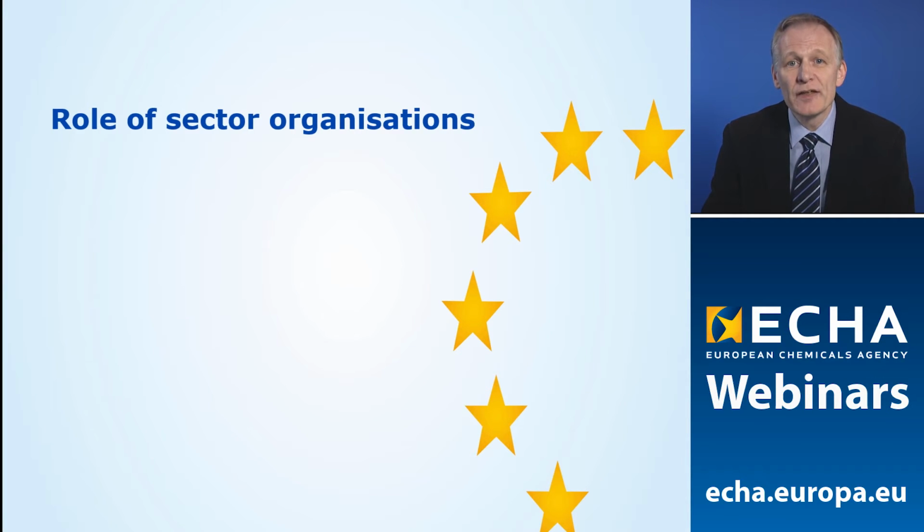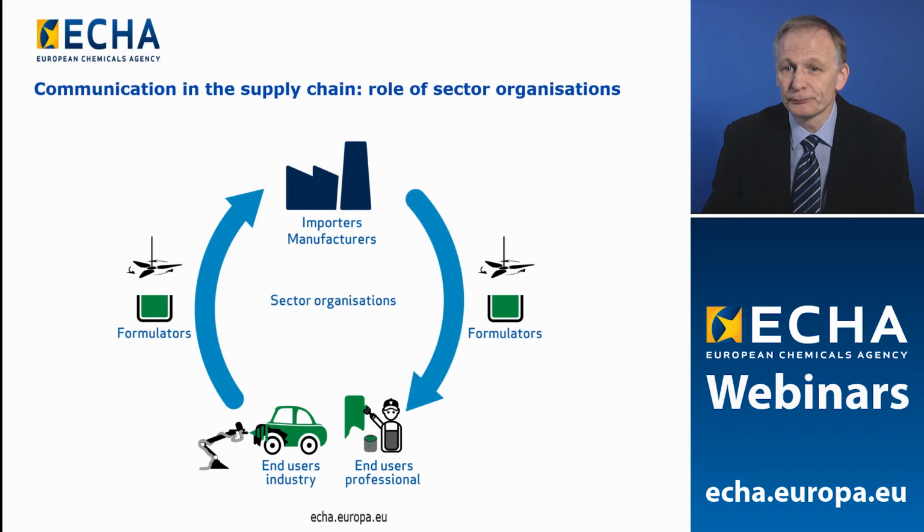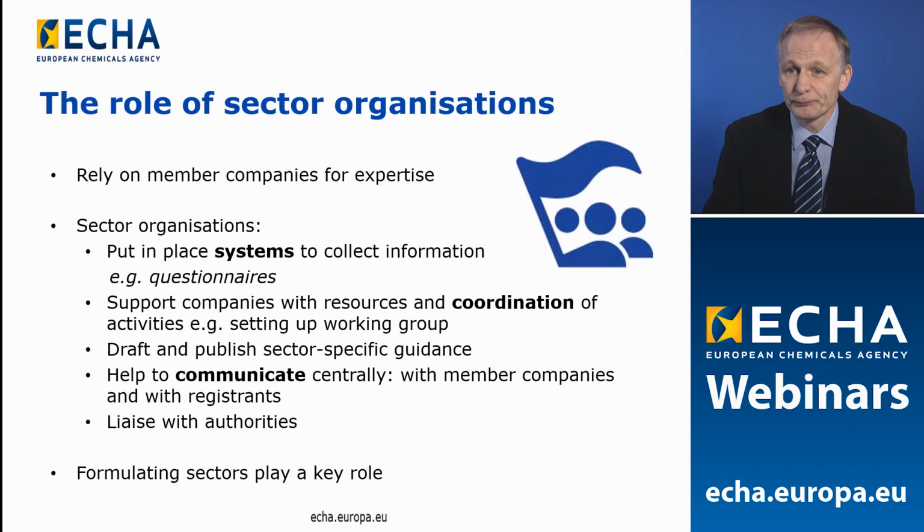Let's now consider the important role that sector organisations play in the generation of and communication about use maps. Many sector organisations exist that cover the main actors in the chemical supply chain: manufacturers of substances, the formulators of mixtures, and the end users of substances and mixtures. In the generation and communication of use maps, sector organisations play an important role.